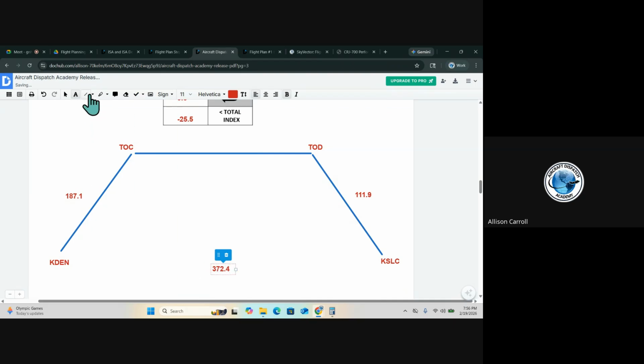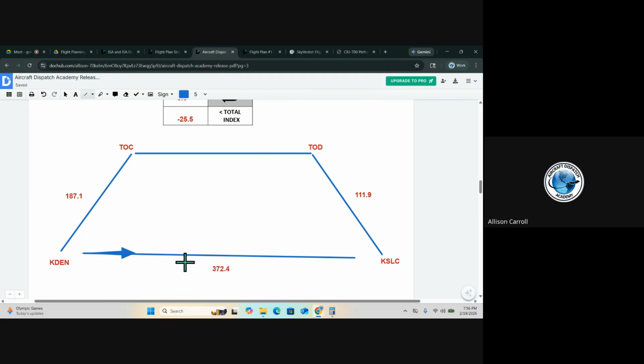372.4. And maybe I'll do an arrow. Never mind, I do not want to do an arrow. Just put it on there. Okay. So 372.4 is the total distance from Denver to Salt Lake.